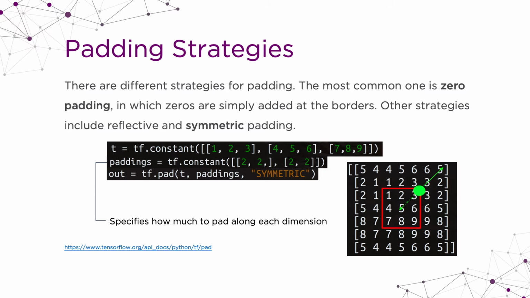So again, take your time to go home and read these. Go read the documentation when you use these different paddings. But typically, more often than not, the zero padding is the padding of choice for most architectures.